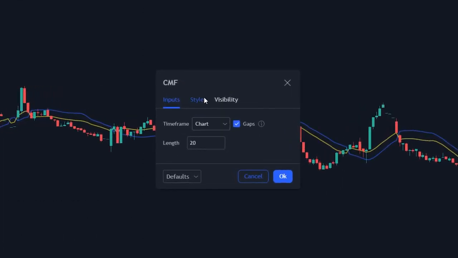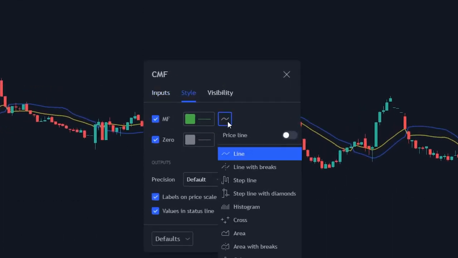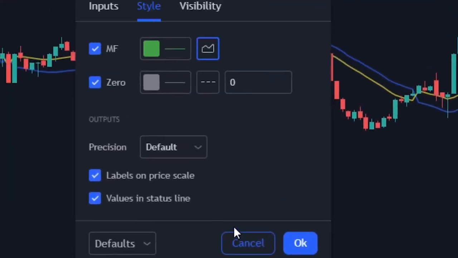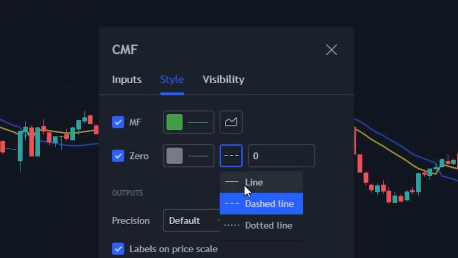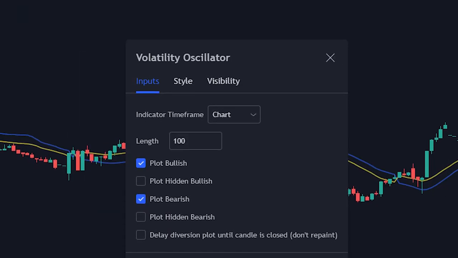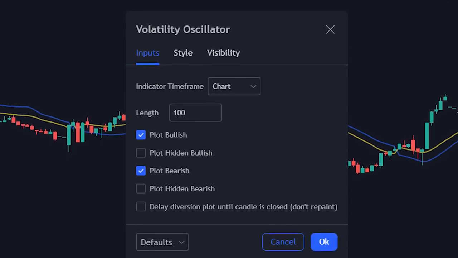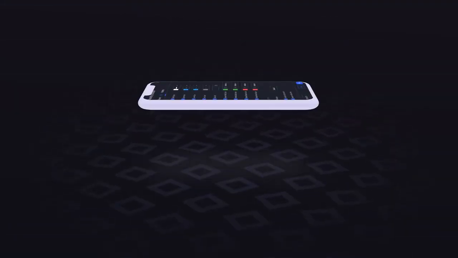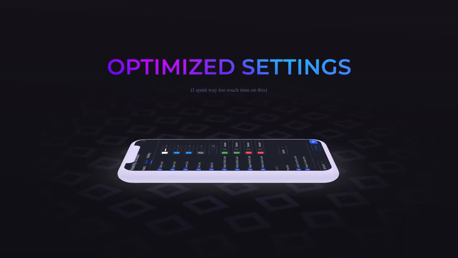You can keep these inputs at default. Just go to the style tab, change it from line to area. Then I'm also going to change the zero line from a dotted line to a solid line. Then finally, you can keep the settings for the volatility oscillator at default. Then just like that, we have optimized our indicator settings for this strategy.